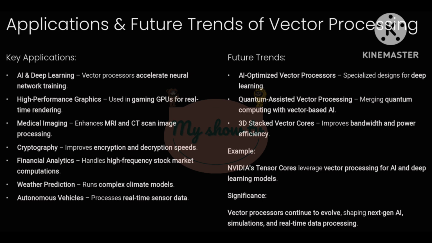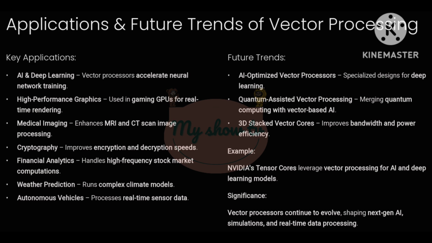Example: supercomputers running global climate simulations use vector processors for rapid calculations. 7. Autonomous vehicles. Processes real-time sensor data from LiDAR, cameras, and radar. Example: self-driving cars use vectorized AI models for object detection. Future trends in vector processing.